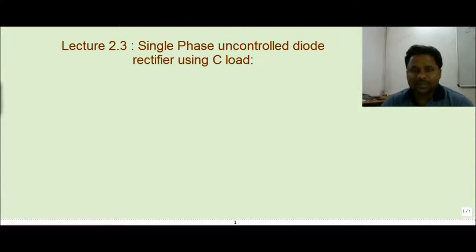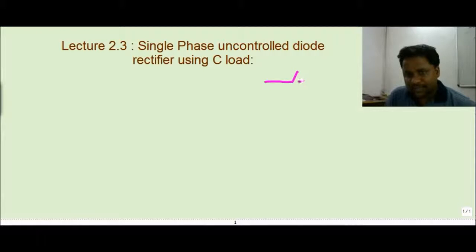Here now we are going to learn the single phase uncontrolled diode rectifier using the capacitance filter. In the last lecture we have learned about the inductor load and we have seen that the output voltage is continuously equal to the source voltage, but in this case we are having something different like structure we are going to discuss. So let's draw the circuit diagram of it.